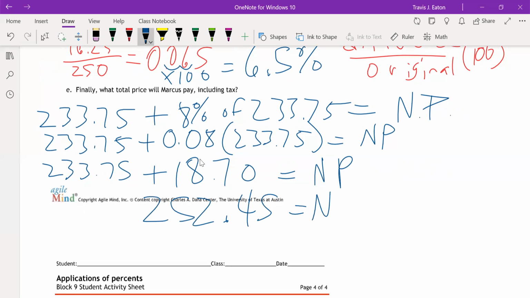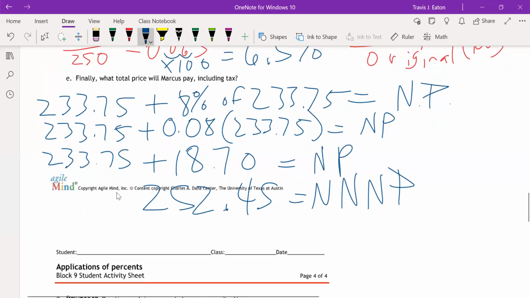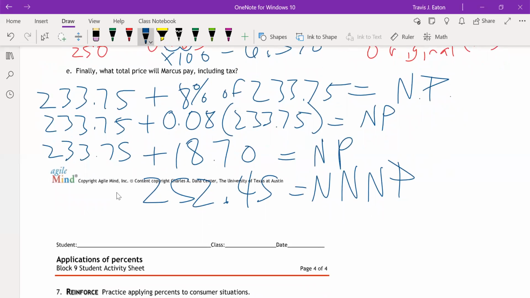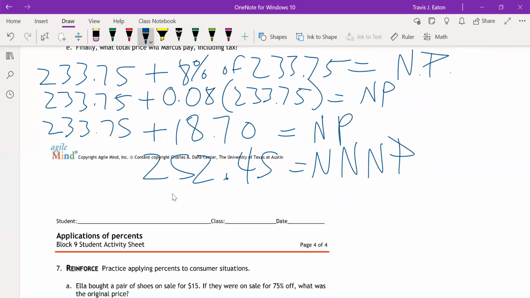$252.45 is the new price, after the markup, after the discount, and after the tax. Yay! We did it. We calculated the total price that poor Marcus has to pay. So he's only paying $2.45 above what he would have had to pay with no tax. So he's getting a pretty good deal, I guess.